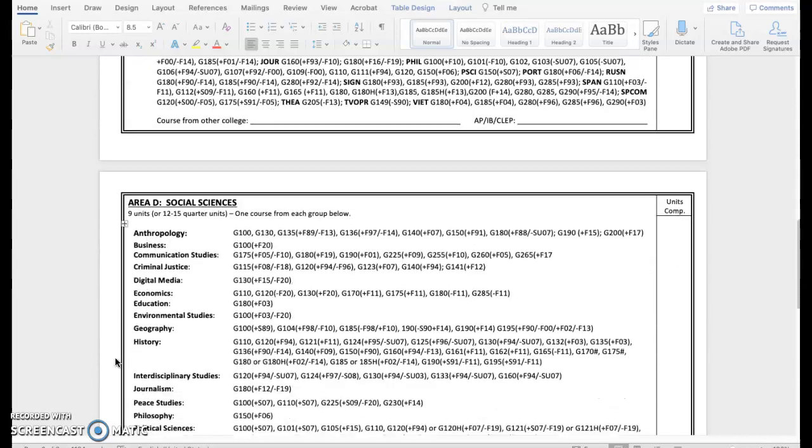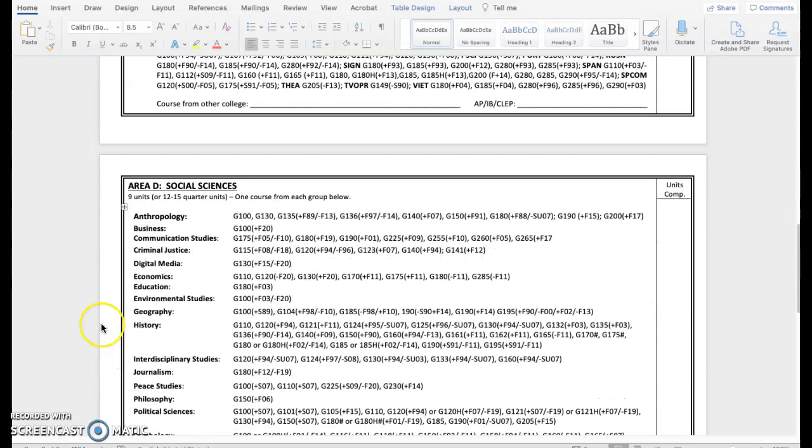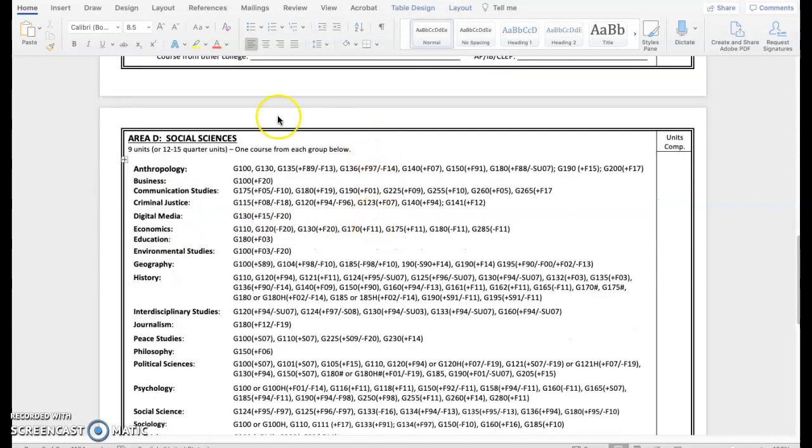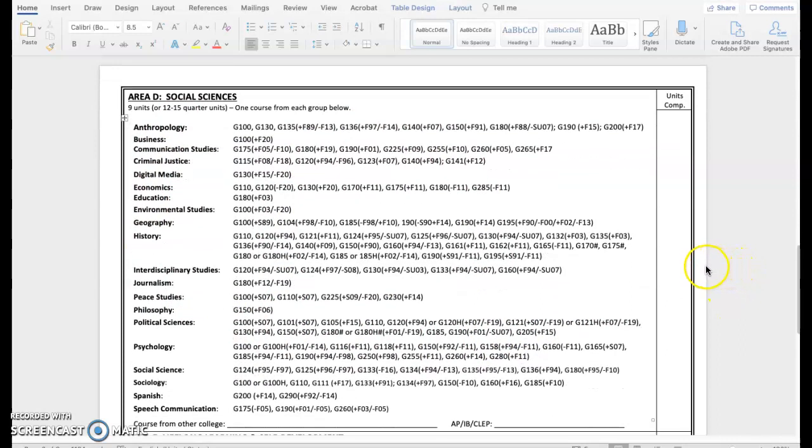The next requirement is going to be Area D. Here again, we need 9 units with 1 course from each group below. So actually in this area, we need to take 3 different classes from at least two different areas. So the important thing to note here is that you cannot take 3 classes in the same subject. So I cannot do 3 psychology classes here. I will need to have at least 2 different subjects.